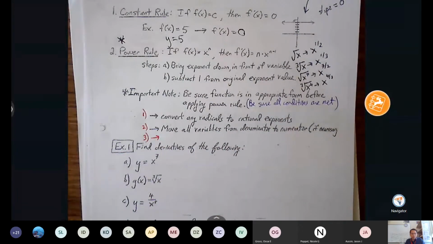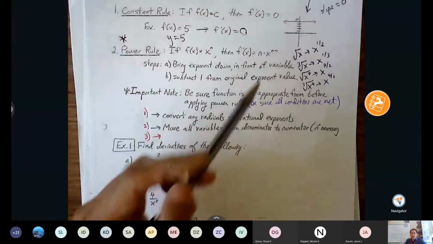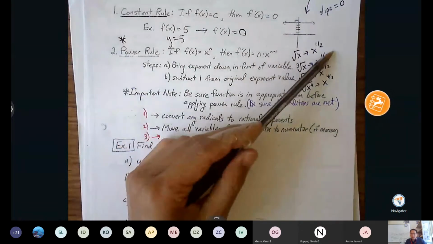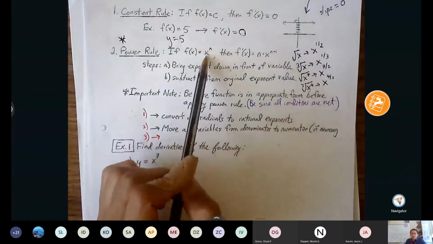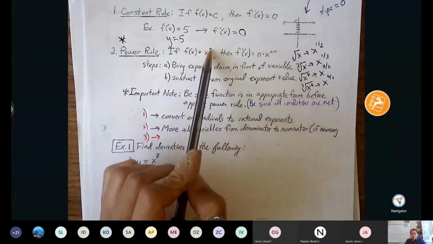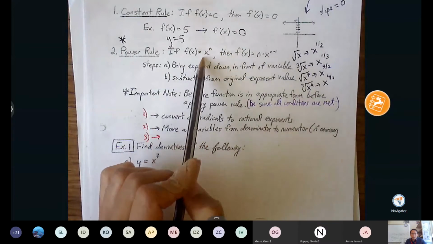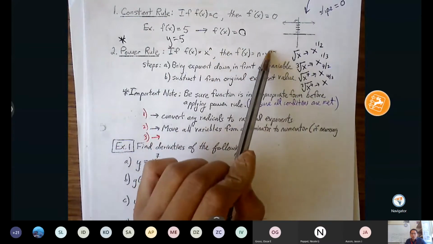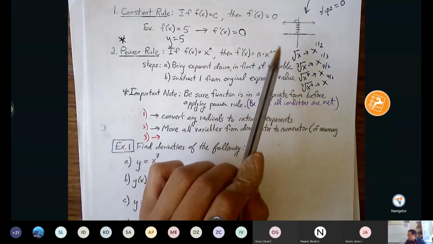I just want to give a lot of variations here so we know how to convert radicals to rationals. And the reason why we do that is because if we can see a numeric value here, we're going to have a much easier time deciding what we can bring down in front and what the result of subtracting that exponent is going to be.